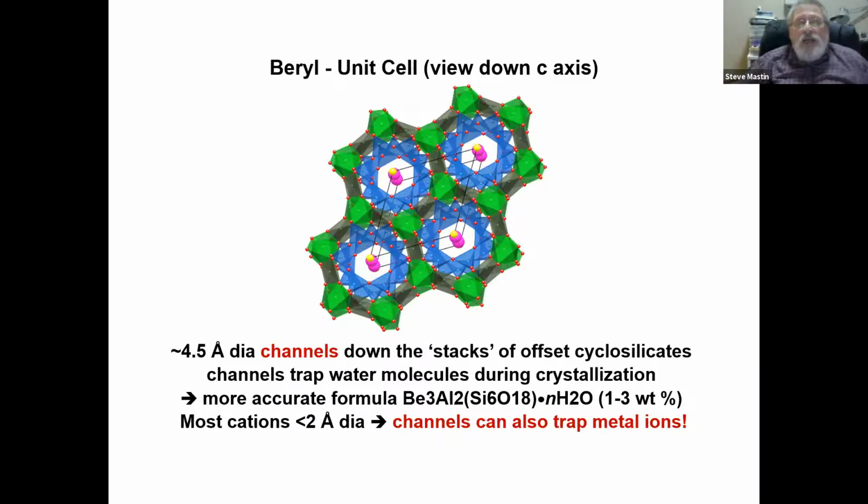And when you consider that most cations, the kinds that we were talking about as impurities, are less than 2 angstroms in diameter, you can see that those channels can trap metals, and they do. But most often, for sure, they trap water because water molecules fit in those channels as well. And so in order to get one of those transparent, defect-free crystals of a beryl, you end up having to have between 1% and 3% water in the crystal. If you don't have the water, the crystal cracks and it's no good.